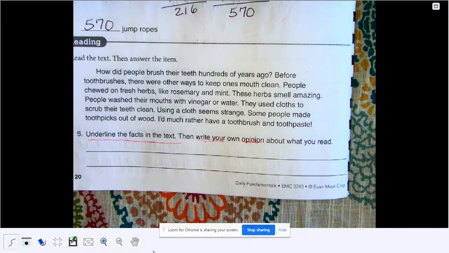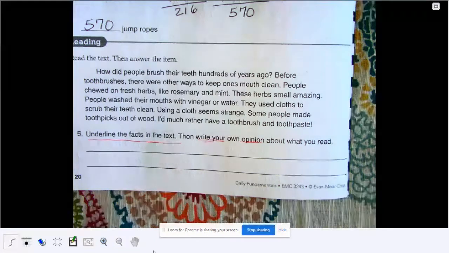They used cloths to scrub their teeth clean. Using a cloth seems strange. Some people made toothpicks out of wood. I'd much rather have a toothbrush and toothpaste. We're going to underline the facts in the text.